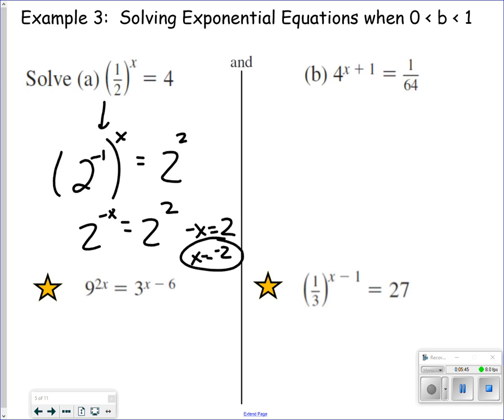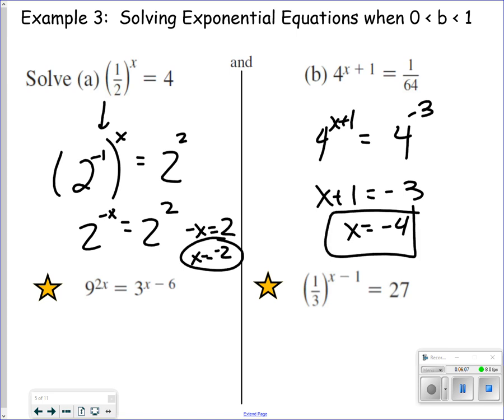So instead of that 1 over 64, I'm going to change it to 4 to the negative third power. 64 is 4 to the third, so 1 over 64 is 4 to the negative third, once the bases are the same. And again, that is the key to today's lesson. Once the bases are the same, exponents can be solved. So if I subtract 1 from both sides, x would equal negative 4.